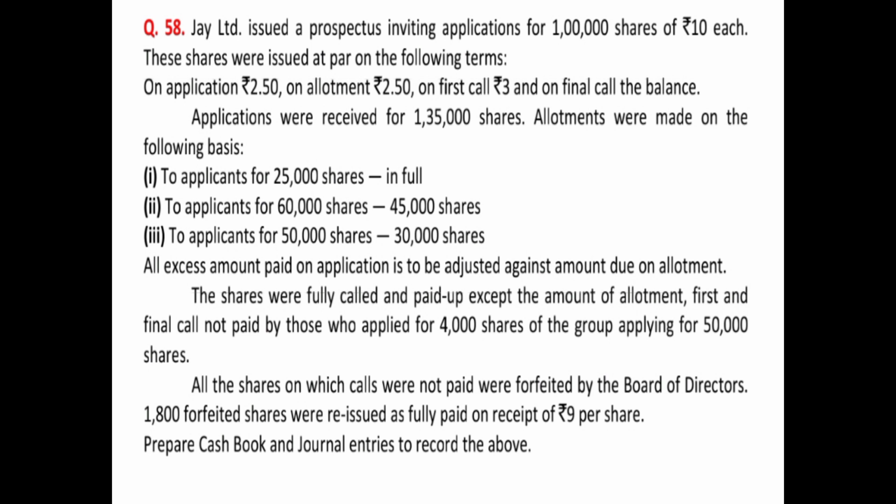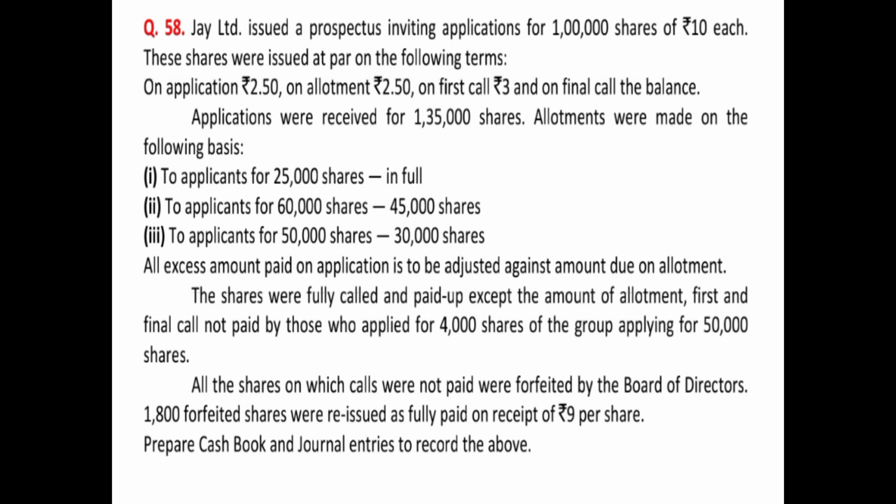Allotments were made on the following basis. So to applicants for 25,000 shares, those who have applied for 25,000 shares, they have been allotted in full. That means 25,000. Those who have applied for 60,000 shares, they have been allotted 45,000 shares. So this is the case of pro rata, when the number of shares allotted are less in comparison to number of shares applied. Then the next category is those who have applied for 50,000 shares have been allotted 30,000 shares. So this is also the pro rata category.